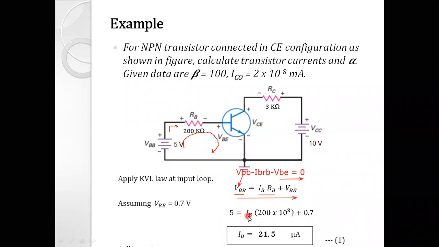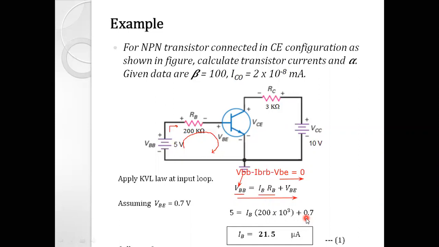IB is the unknown, the current we are supposed to find out. RB is mentioned in the circuit diagram, that is 200 kilo ohm. So do not forget to multiply this 200 by 10 raised to 3. And what is VBE? VBE is not mentioned either in the problem statement or in the circuit diagram. But here VBE is taken as 0.7.